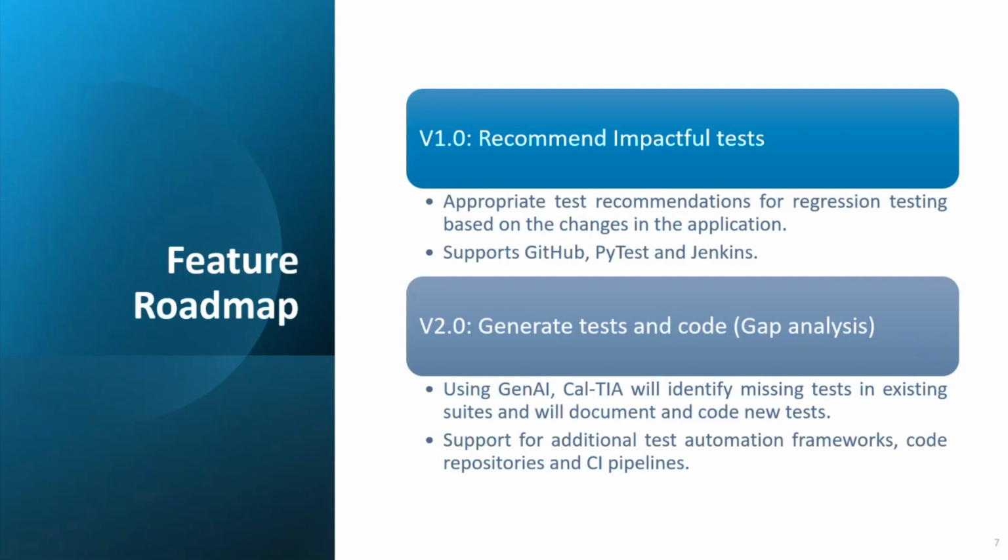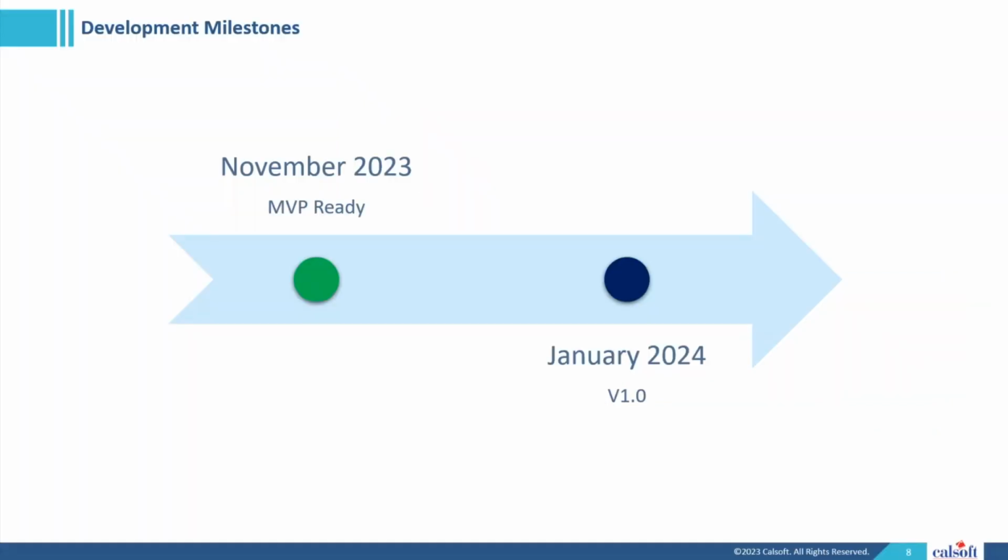So talking about the feature roadmap, version 1.0 will primarily focus on recommending the most impactful tests. It supports GitHub, PyTest, and Jenkins as a toolset right now. However, that support will quickly grow with more tools CalTIA will support. In version 2.0, the tool will also have support for generative AI. In this case, for any missing test cases which need to be executed to validate the changes, the tool will be capable of creating these test cases, with the help of generative AI, in both documented as well as code format. We do have an MVP ready, and version 1.0 will soon be ready in the month of January 2024.